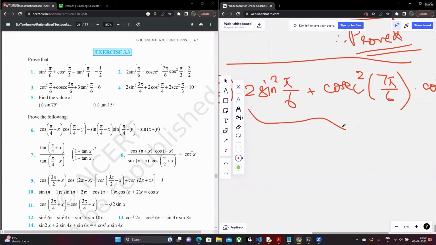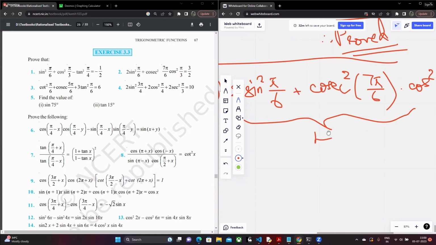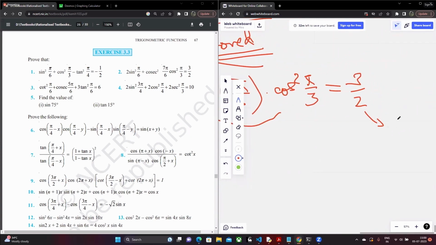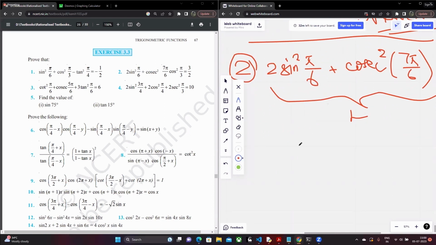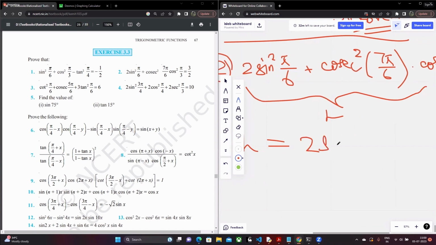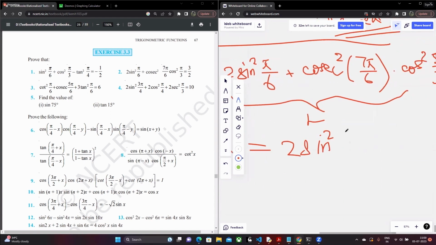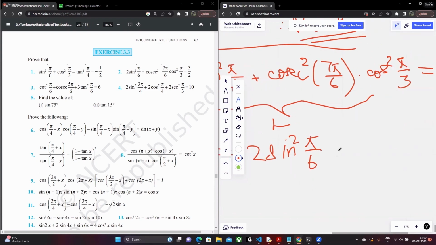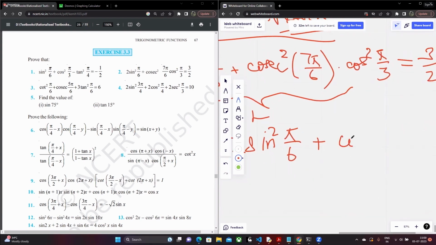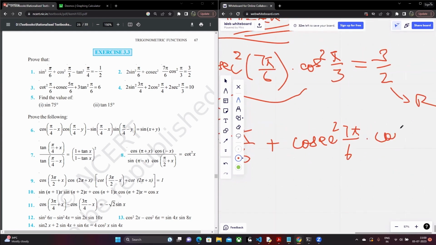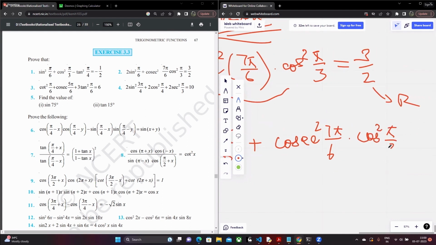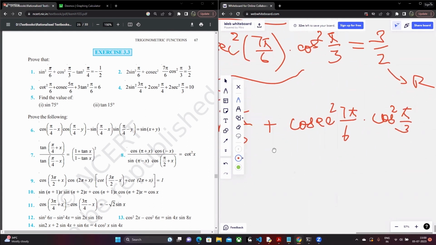Again, same as before, let the left-hand side of the equation be equal to L, let the right-hand side be equal to R. That's going to enable me to write equations better. So I'm going to write L is equal to, I'll just say this again because it's going to give better continuity, better viewing experience. So this is what? This is cosecant squared 7 pi by 6 into cos squared pi by 3, right?